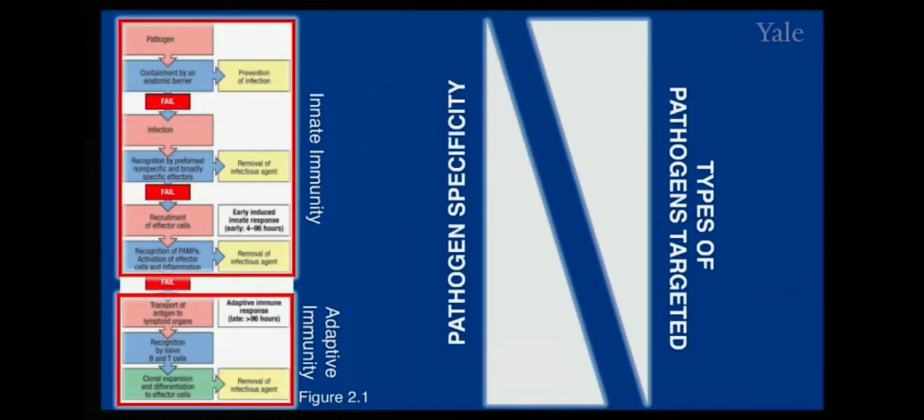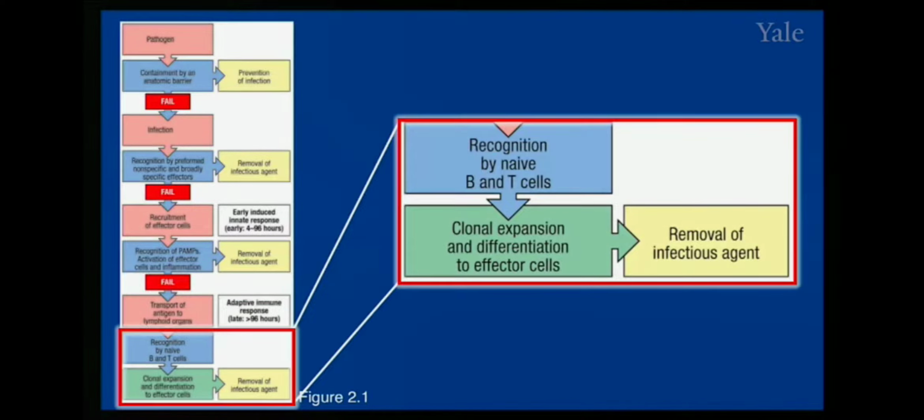Adaptive immunity, as I just mentioned, occurs when the innate immune system is unable to clear the pathogen that's infecting the host, and thus triggers B and T cells to recognize the pathogen for which they're specific, hopefully ending up in the removal of the infectious agent.